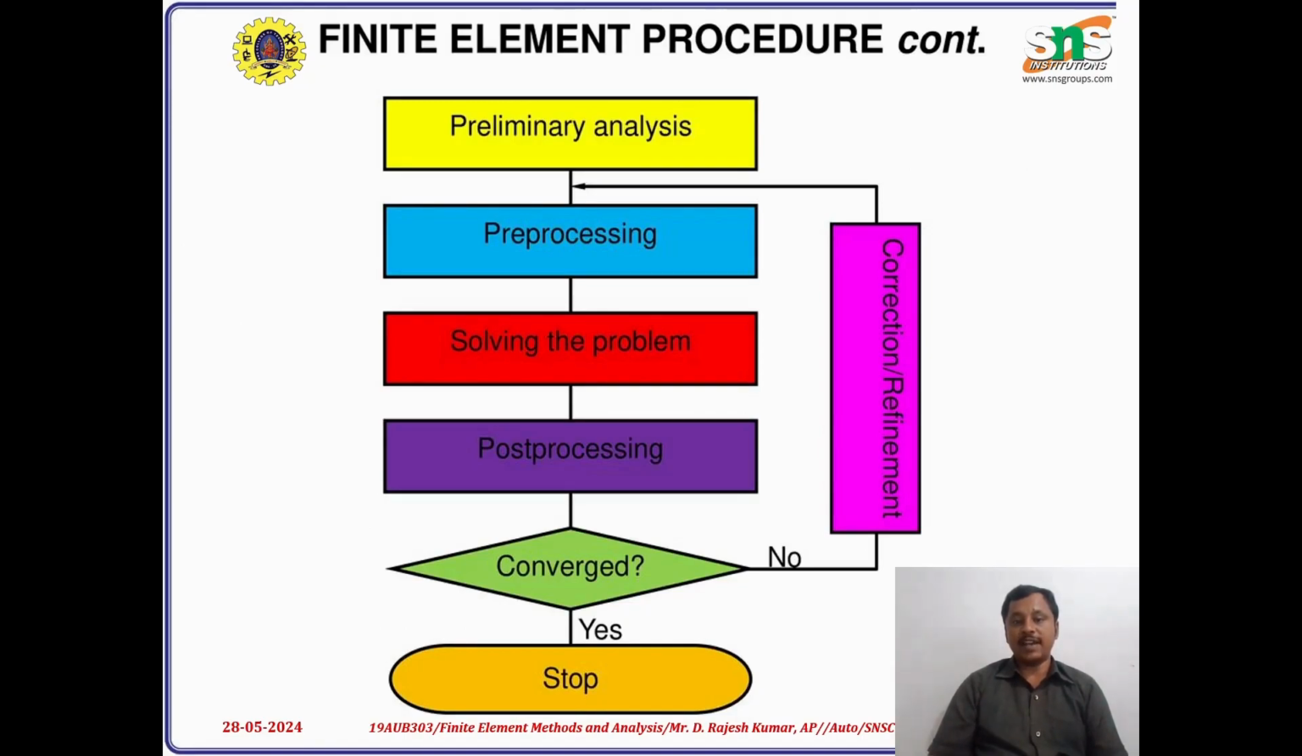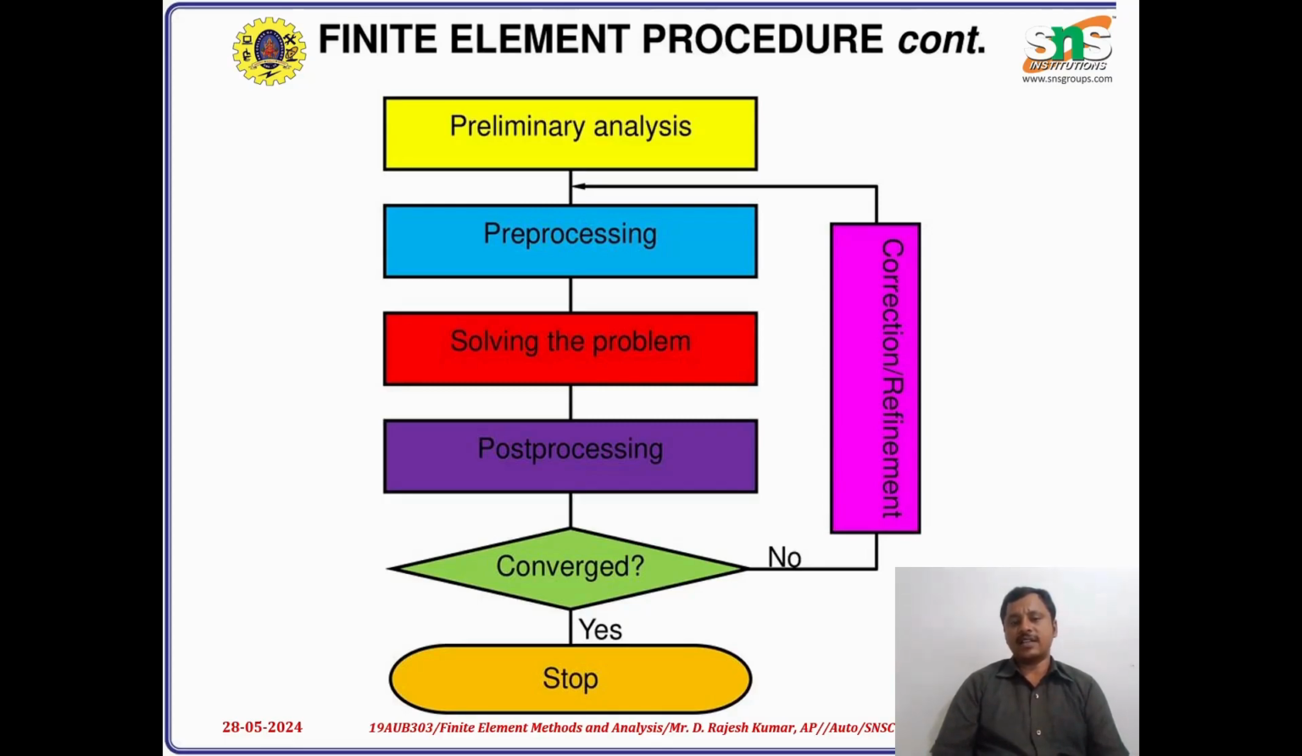First is the preliminary analysis. In preliminary analysis, we choose the trial function and discretize the structure into a number of elements. Then we carry out the pre-processing stage, which is the second stage of the finite element method. Here we apply the boundary conditions and choose the mesh generation, the supports, and so on. The stress, strain, and nodal displacements are then found. That is the calculation part of the software.